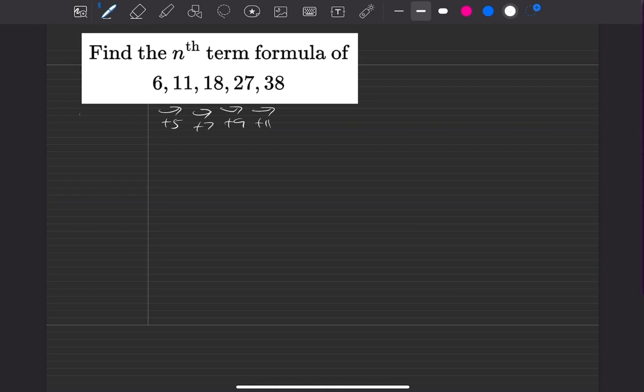Now then, these are the first differences. They're not all the same, so we'll go through and look at the second difference. Here we have plus 2. 7 to 9 gives us plus 2 again. 9 to 11, again plus 2. So because these are all the same, that tells us it's going to be a quadratic sequence.